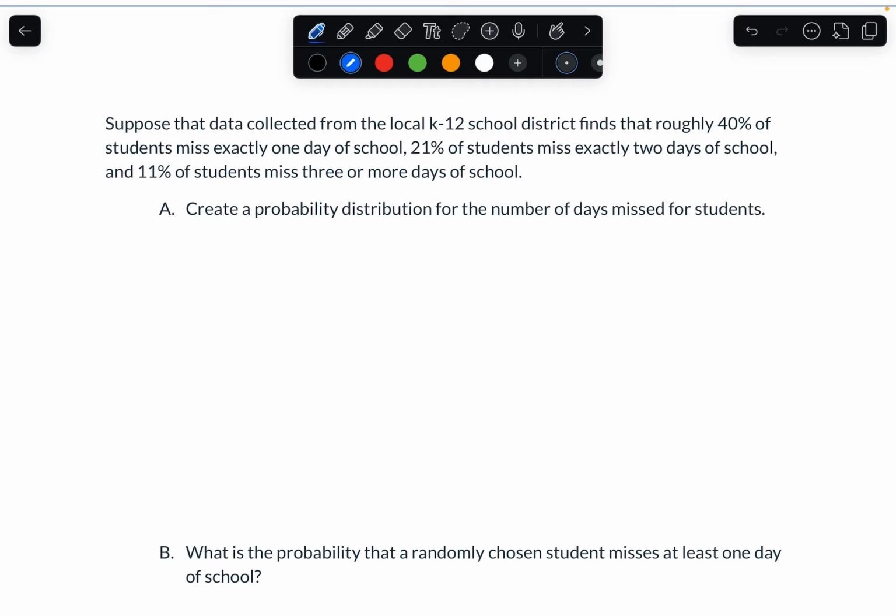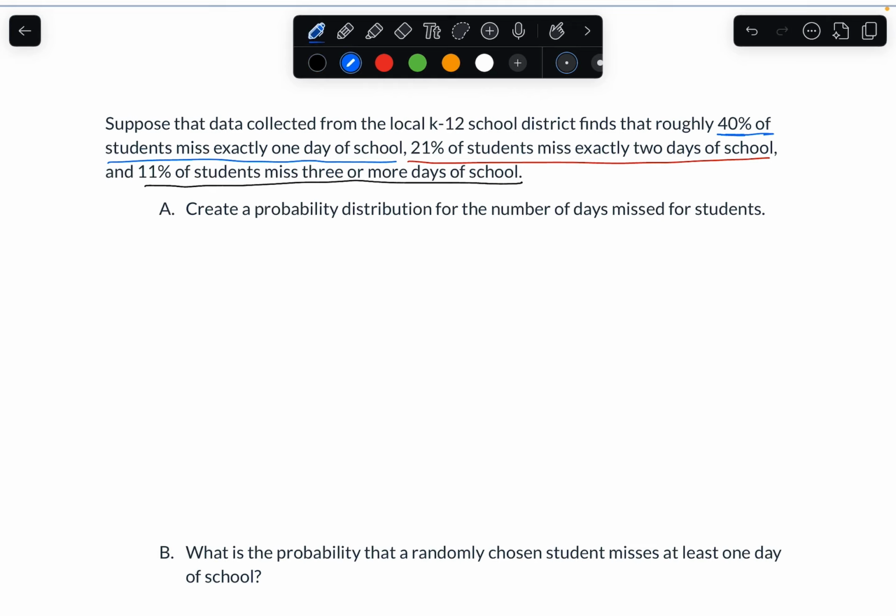So suppose that data collected from a local K through 12 school district finds that roughly 40% of students miss exactly one day of school, 21% of students miss exactly 2 days of school, and then 11% of students miss 3 or more days of school.